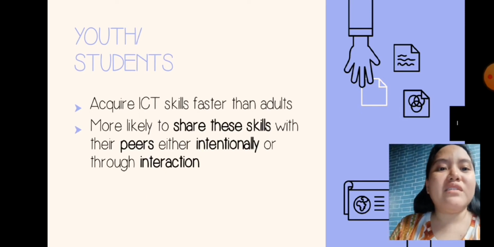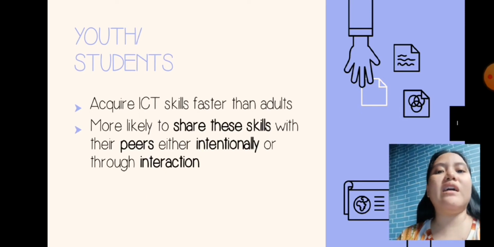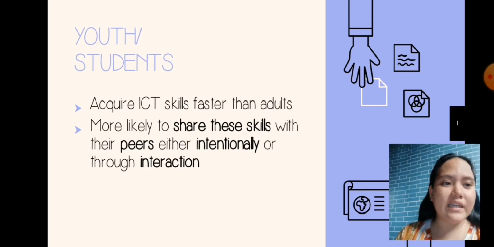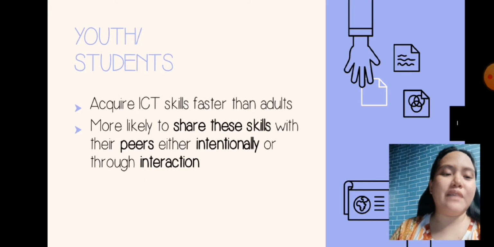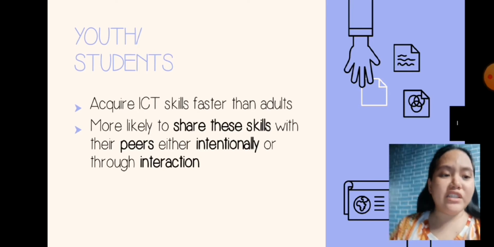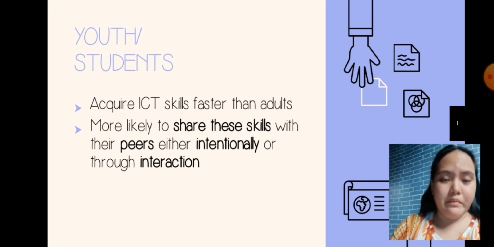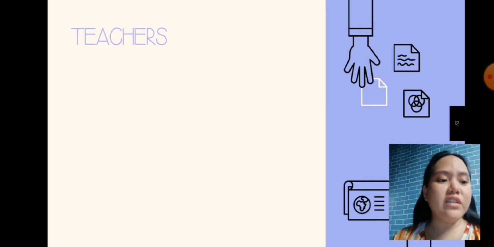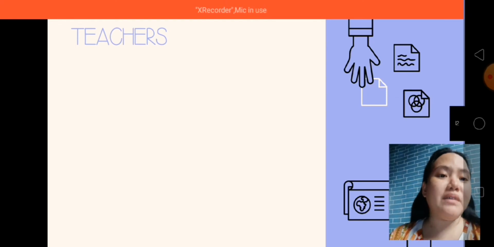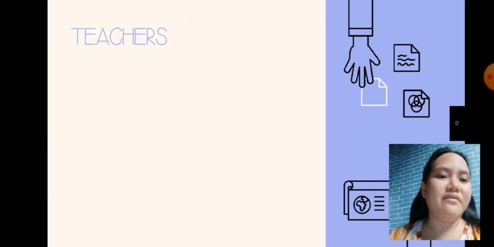So the government, or let me say DepEd, is pushing the teachers to keep up with the millennials today. So also teachers will benefit from this in a positive way and in a negative way.